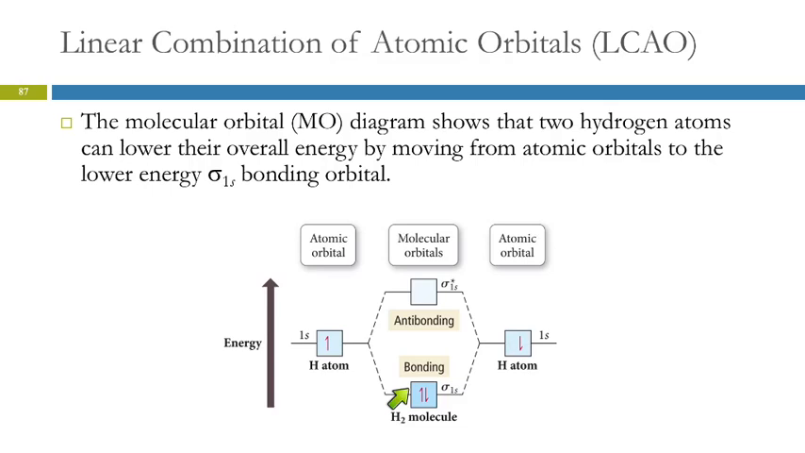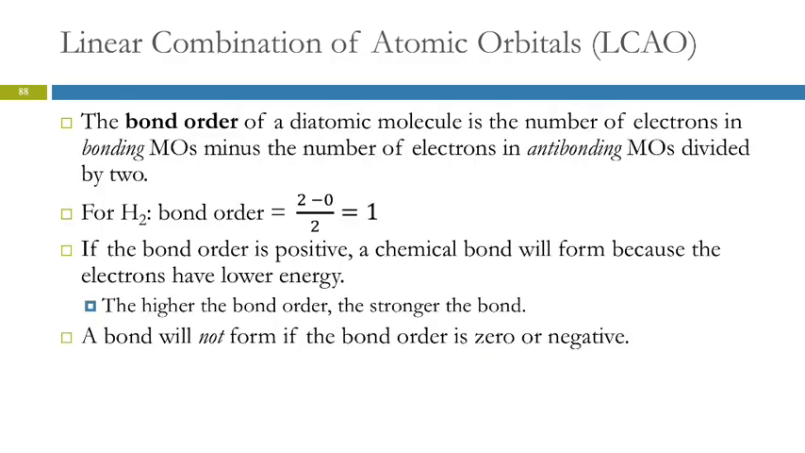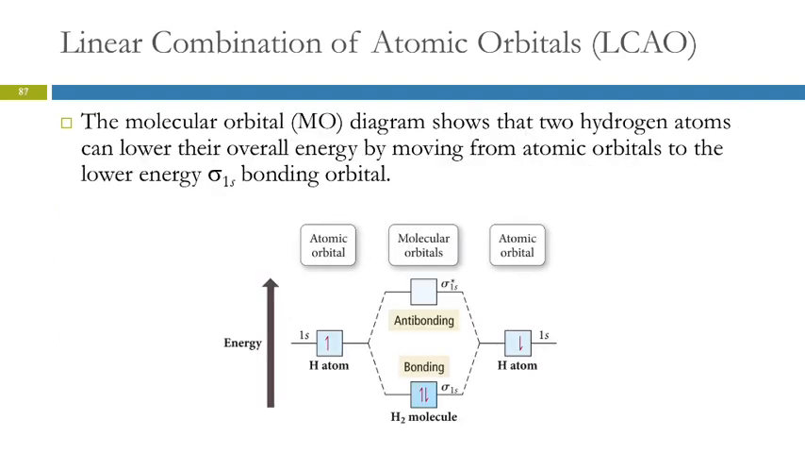We talk about the bond order. For a diatomic molecule, and we're only going to look at diatomic molecules, it's the number of electrons in the bonding molecular orbitals minus the number in the anti-bonding. So for hydrogen, the bond order is 2 minus 0, and then it's a diatomic molecule, so we're going to divide by 2, kind of like an average, and this gives us a bond order of 1. Let's go back to the diagram and look at that.